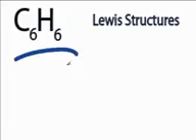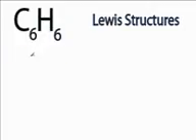For the C6H6 Lewis structure, there are three ways we can draw it. The most common is benzene. I'll explain how to do that, and then I'll show you the other two ways that we could draw the C6H6 Lewis structure. So we have a total of 30 valence electrons to work with.